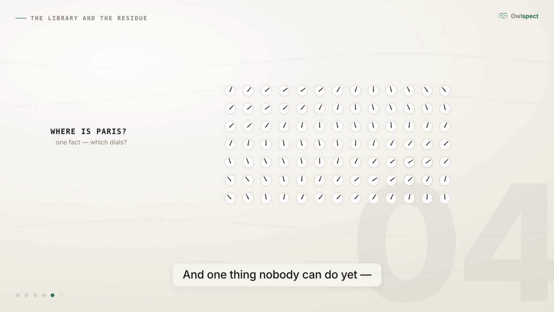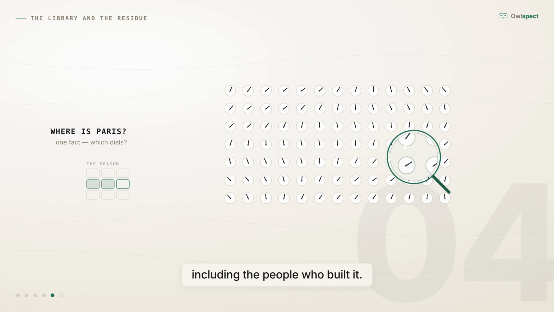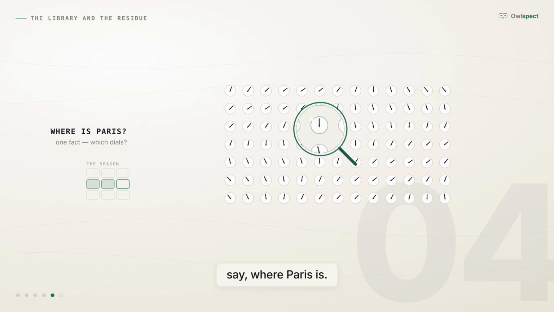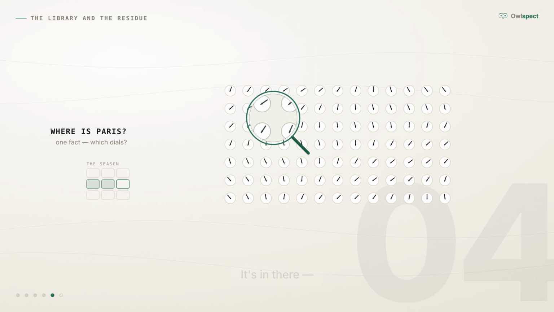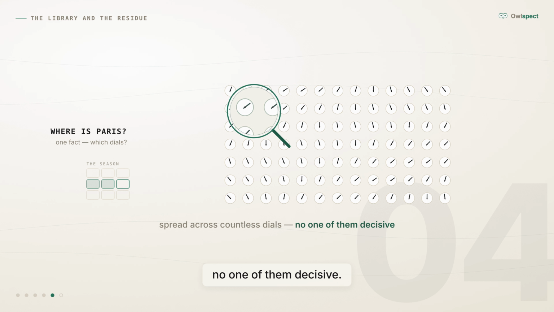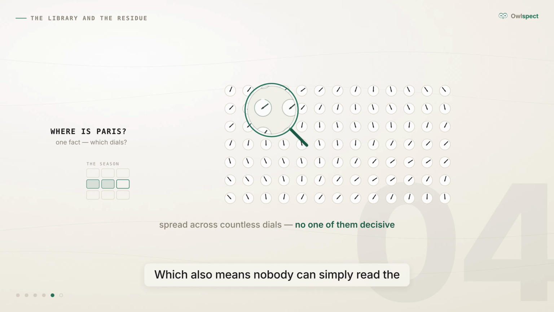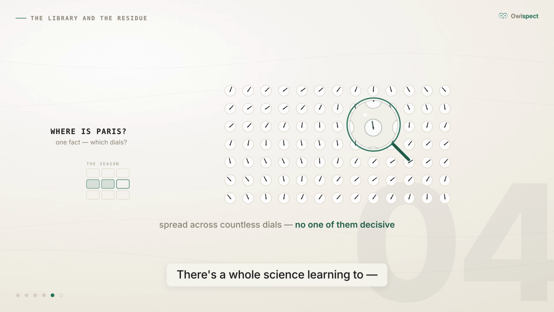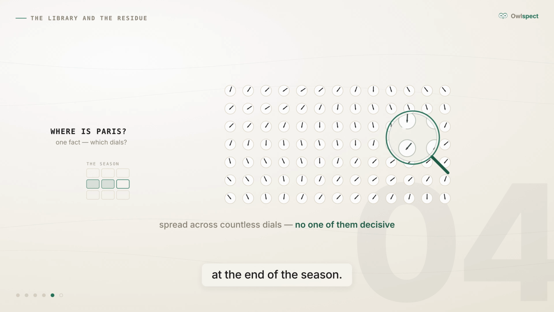And one thing nobody can do yet, including the people who built it: point to the exact dials that hold a single fact, say, where Paris is. It's in there, spread across countless dials, no one of them decisive. Which also means nobody can simply read the riverbed. There's a whole science learning to. We'll spend a chapter inside it at the end of the season.